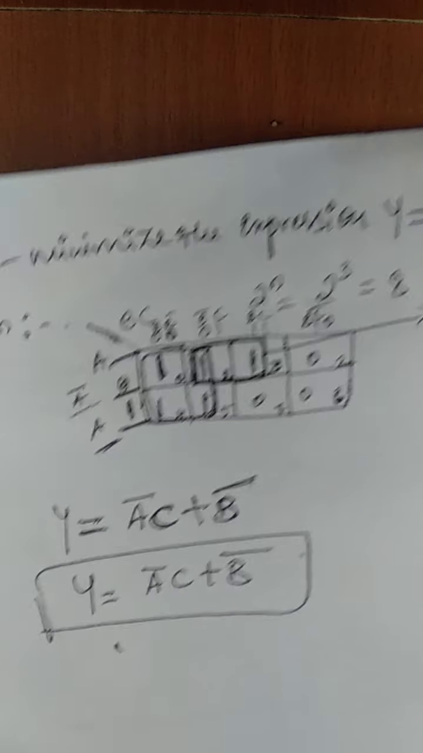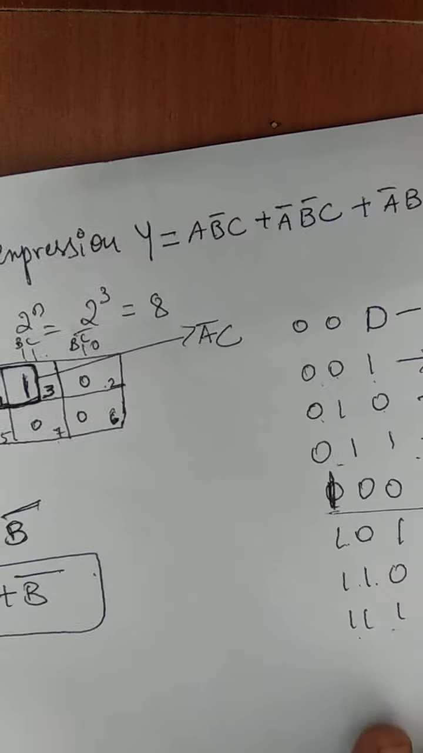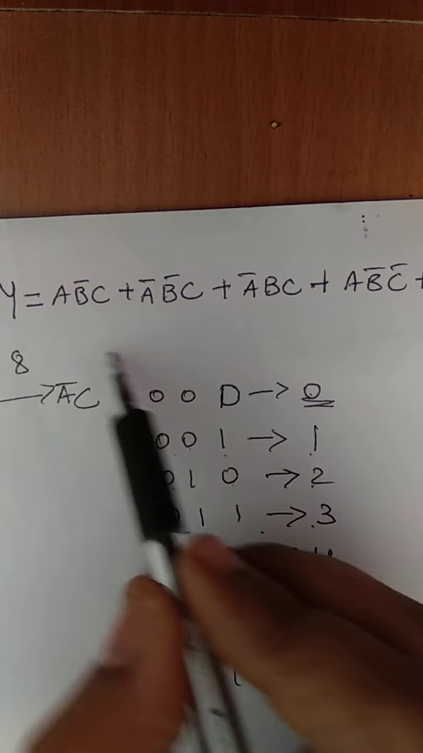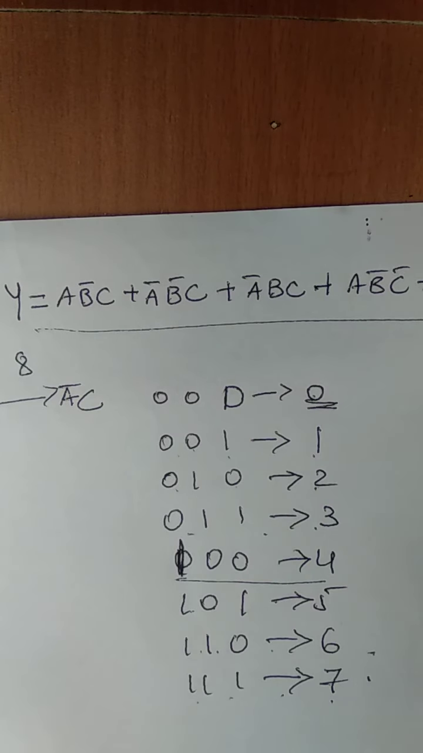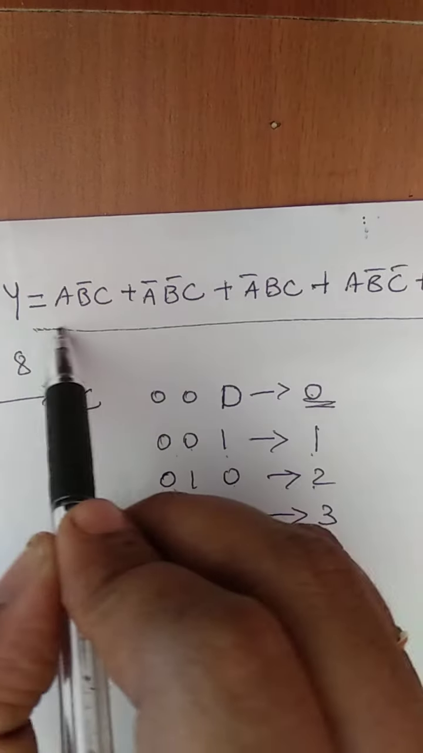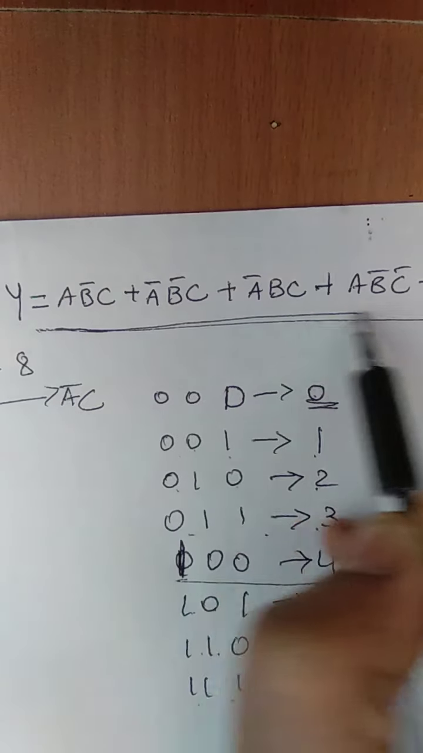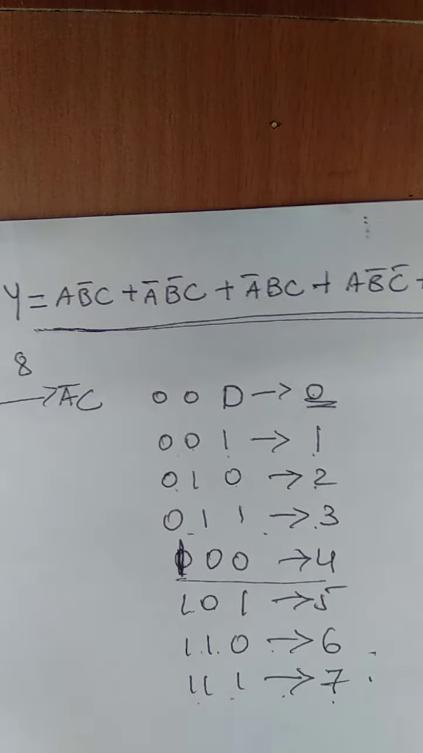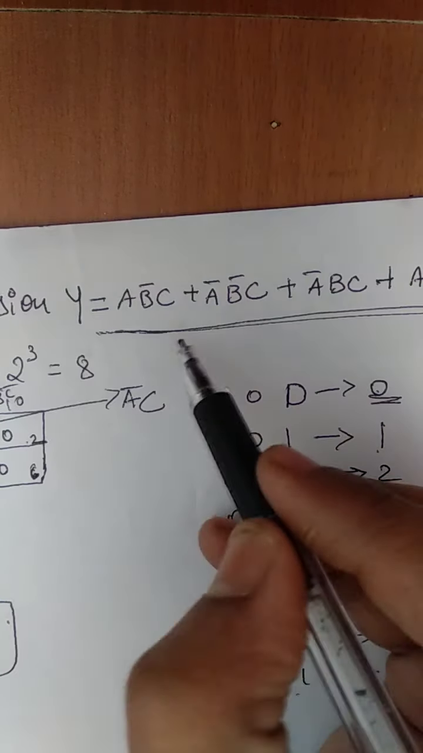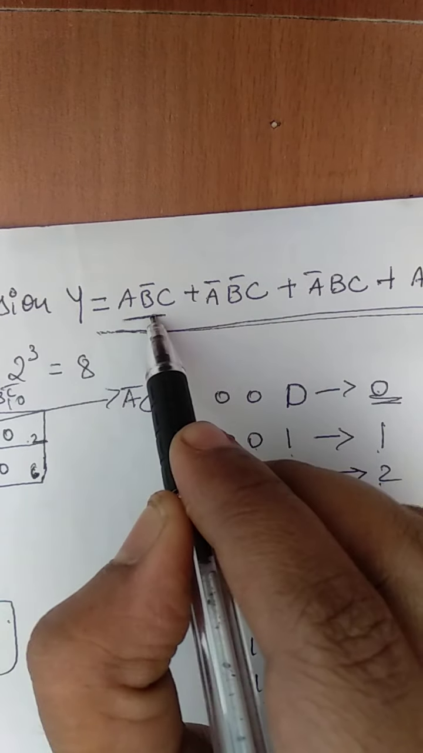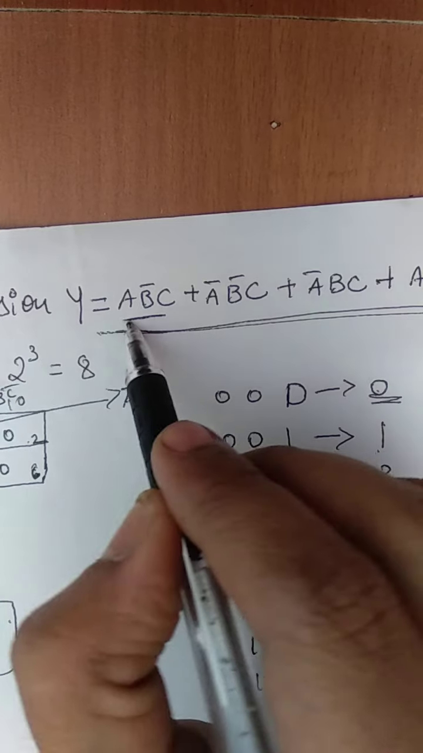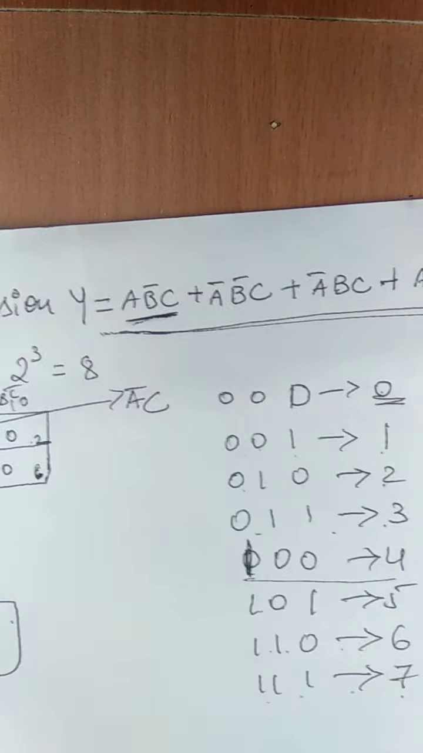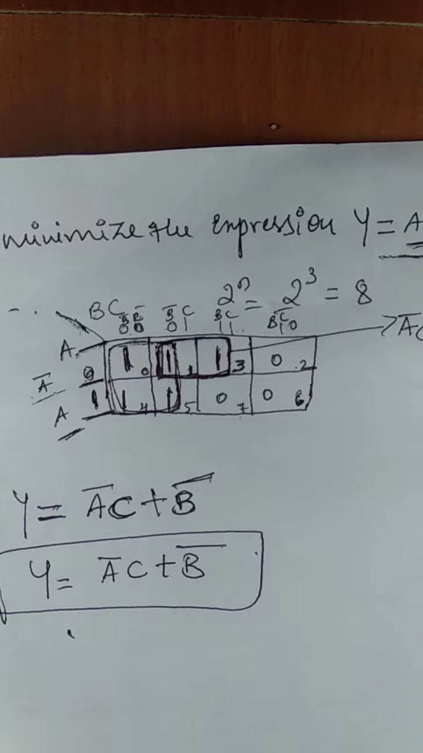So what we have done? First, we need to check the given expression whether it is in the form of standard sum of product or product of sum. So at present the given expression is in the form of standard sum of product. So next we have to check whether they have given it for 3 variable or 2 or 4. So at present they have given for 3 variable. So we need to take a 3 variable K-map.